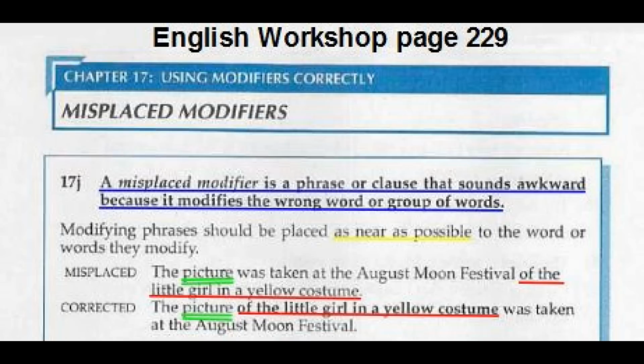The picture was taken at the August Moon Festival of the little girl in a yellow costume. Now the phrase of the little girl in a yellow costume is not modifying festival. It's actually modifying picture, so we need to rearrange the sentence to the corrected version. The picture of the little girl in a yellow costume was taken at the August Moon Festival.